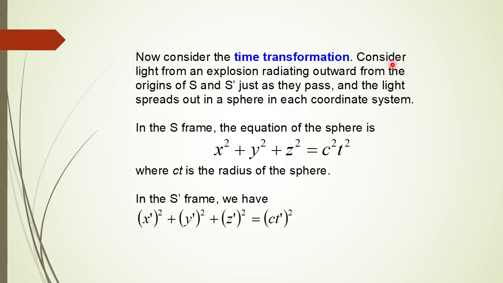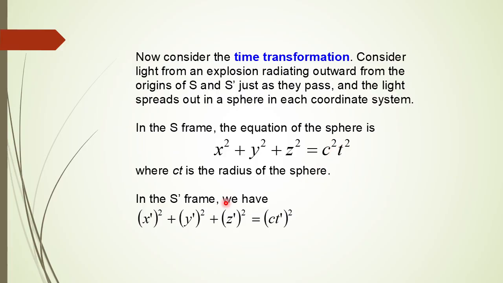So we consider that this explosion has light that is radiating outwards from the origin of S and S prime as they pass. Alright, and the light spreads out in a sphere in each coordinate system. Now we're actually doing some kind of Pythagoras theorem thing here. In the S frame, the equation of this three-dimensional sphere is x squared plus y squared plus z squared is c squared t squared. So because we have time as an axis, ct is the radius of the sphere.